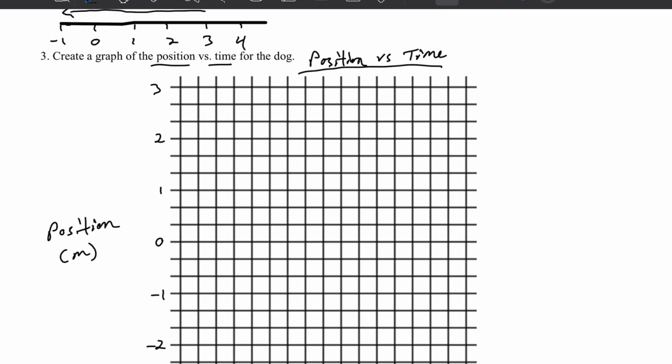So my dog is starting at position 1 at 0 seconds, and then we'll get to position 3 at 2 seconds. So my first line is going to be from 0, 1, and then go to 2, 3. And then from there, they're going to go from position 3 meters to position -1 meters over a 2 second time span, 2 to 4 seconds. So that's my second line.